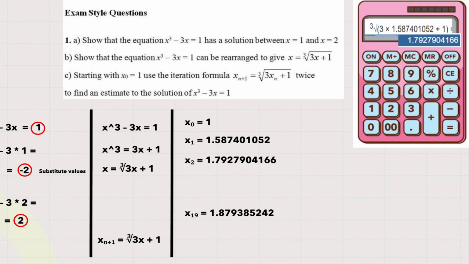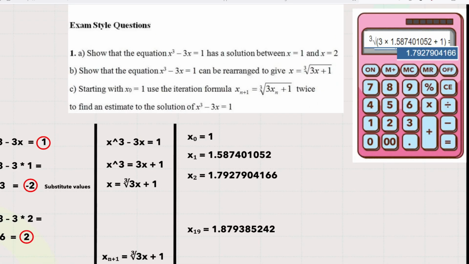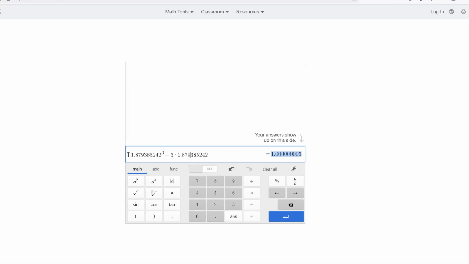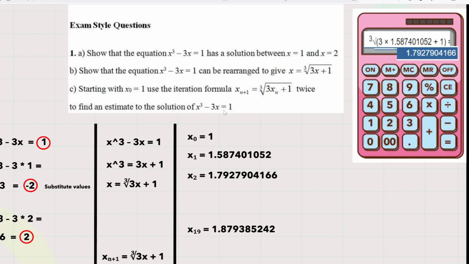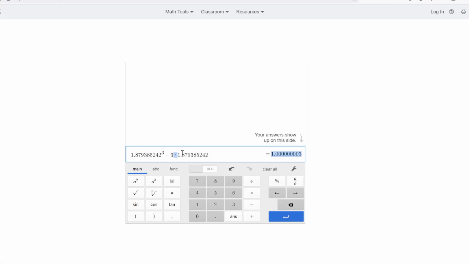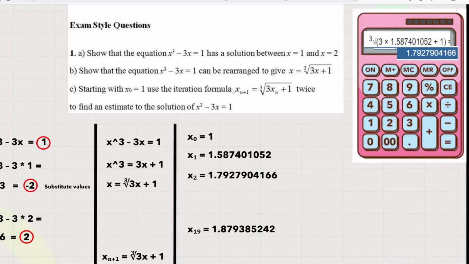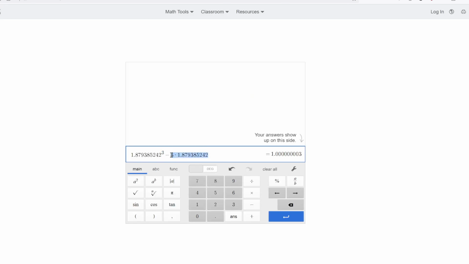So what I'm going to do is put this into a calculator right here. So 1.87 cubed minus 3x from here, so it would be minus 3 times that, and it gives us a value that's very, very close to 1, as you can see here. So the more you use the iteration formula, the closer it would get to the value of 1 there.